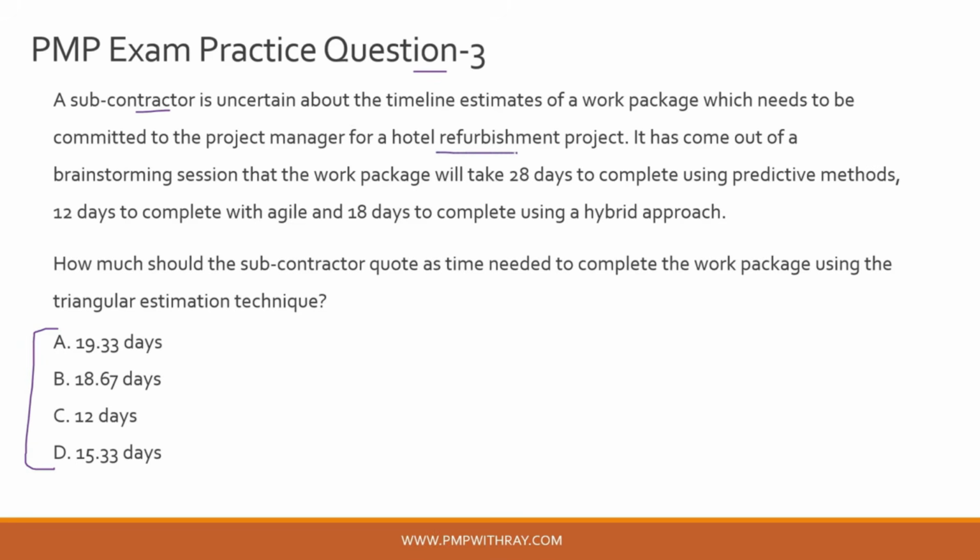Okay, it has come out of a brainstorming session that the work package will take 28 days to complete using predictive methods, 12 days to complete with Agile, and 18 days to complete using a hybrid approach. How much should the subcontractor quote as time needed to complete the work package using the triangular estimation technique?